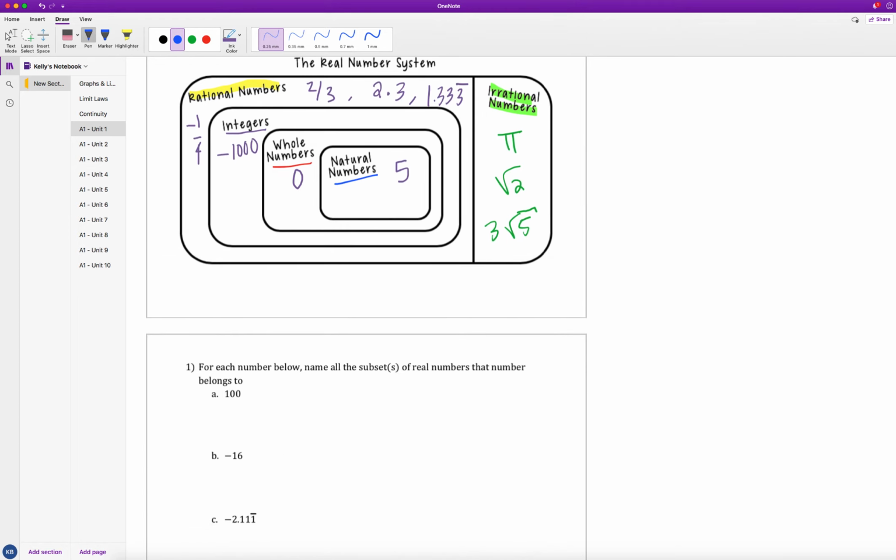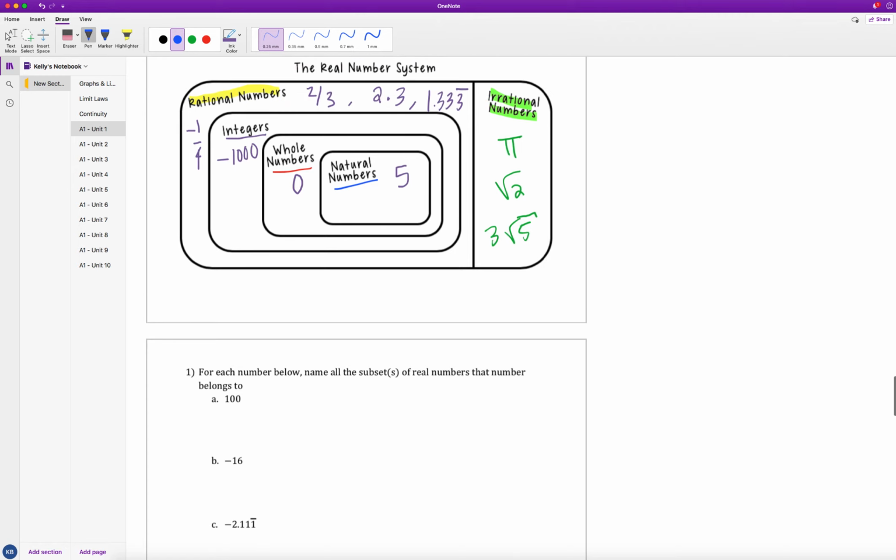Okay, let's go through some examples of how we would list these out. So I'm going to leave that box up there so we can see how they're all self-contained inside each other. Let's look at our first example. It says, for each number below, name all the subsets of real numbers that number belongs to. So we're starting with 100. The first thing you want to think about is, is that a rational number or an irrational number? So pause the video and decide, is 100 rational or irrational?